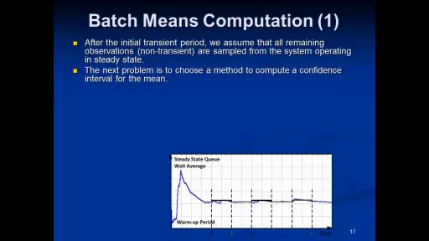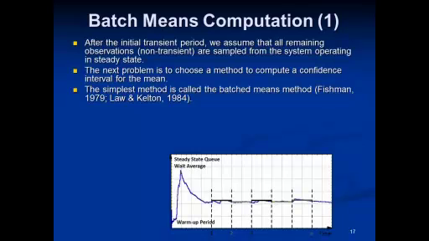So the next problem is to choose a method to compute the confidence interval for the mean once it has reached steady state. And the simplest method to do this is called the batch means method, or the method of batch means.